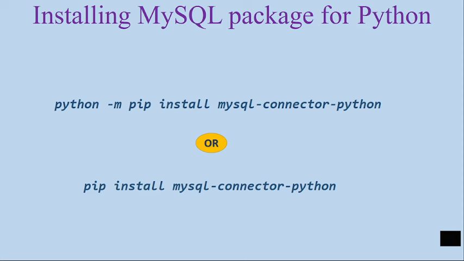To handle a MySQL database in Python, we have to install the package given by the MySQL server. You can install it with python -m pip install mysql-connector-python, or simply pip install mysql-connector-python. How to do it? I will show you directly here.